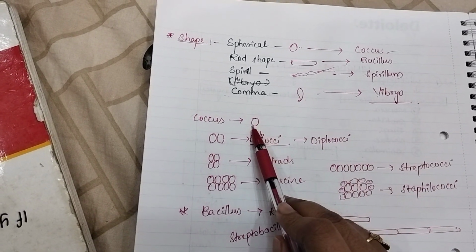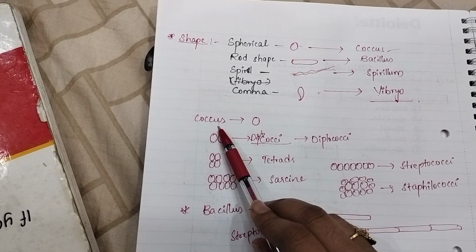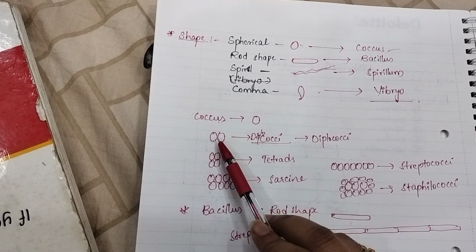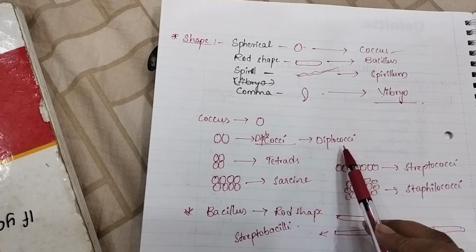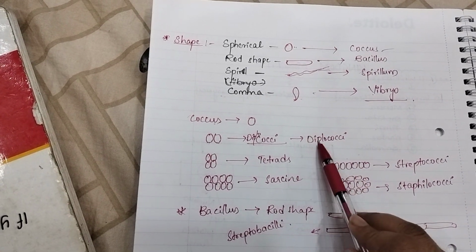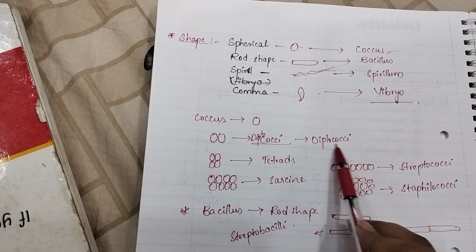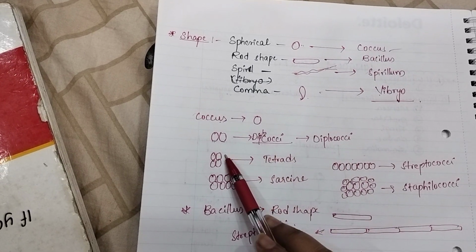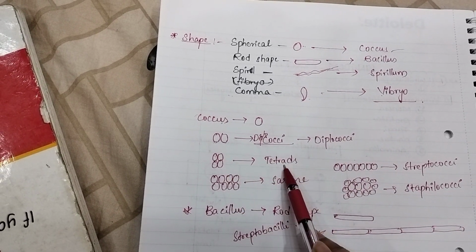Coming to the coccus, if it is singular, we call it a coccus, but if two are present, then they are called diplococci. Diplo means two, and cocci is the plural term. Next, if they are present in four in number, they are called tetrads.